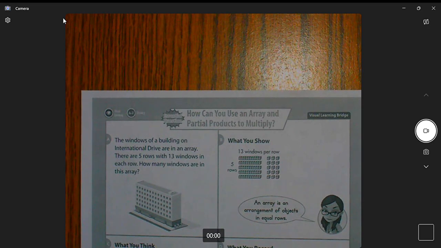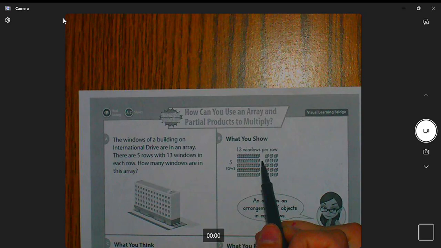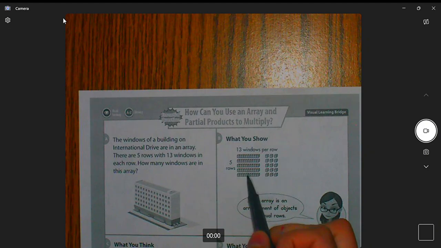Today we're going to learn how to use an array and partial products. Now, that's a little bit weird to hear in 4th grade. You've heard array before because you learned that in 3rd grade. An array is a picture that shows a multiplication problem. But partial products, well, partial products are what I get when I do one step at a time.